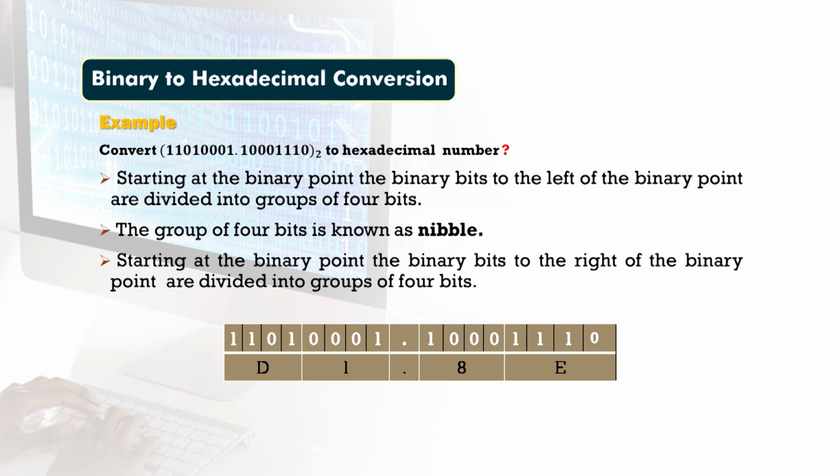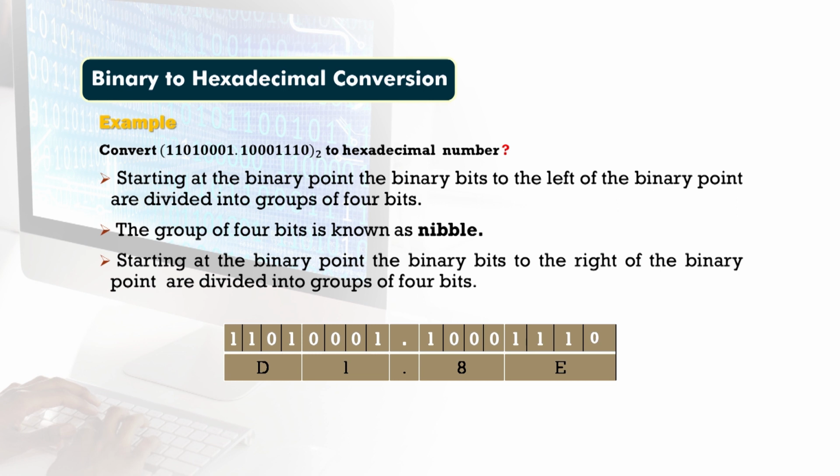Starting at the binary point, the binary bits to the left of the binary point, that is the integer part of the binary number, are divided into groups of 4 bits. A group of 4 bits is known as a nibble. So, we will start grouping the 4 bits. 1 to the left of it 000. So, that will be your number 1, followed by 1101.